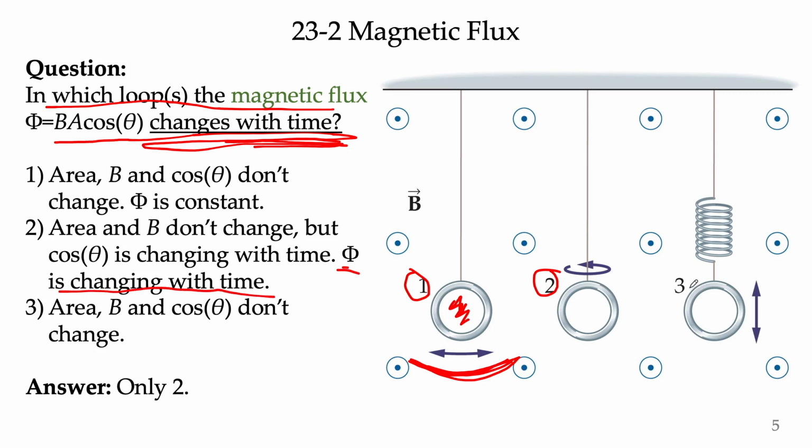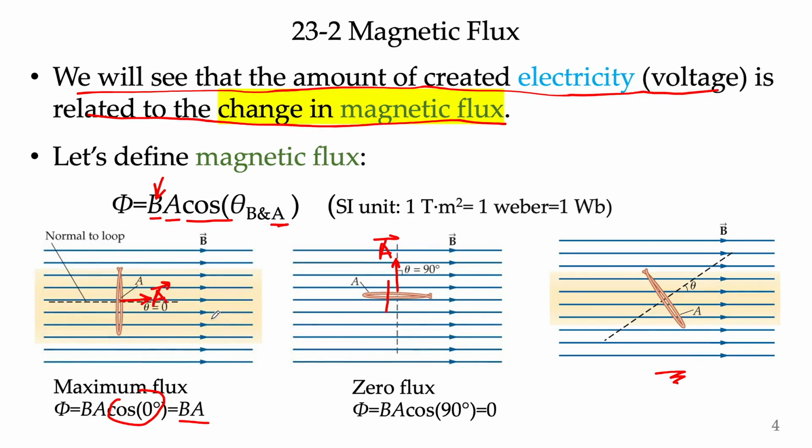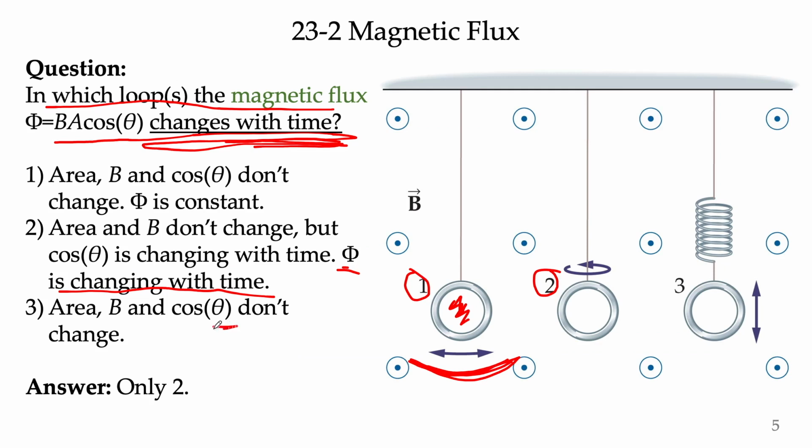What about the third? There's a spring, and this goes up and down. That's the motion here. Again, the area doesn't change, B doesn't change, and the angle between A and B, which is theta, also doesn't change. So the angle is the same. The answer is only 2. Only in this case is the flux changing.